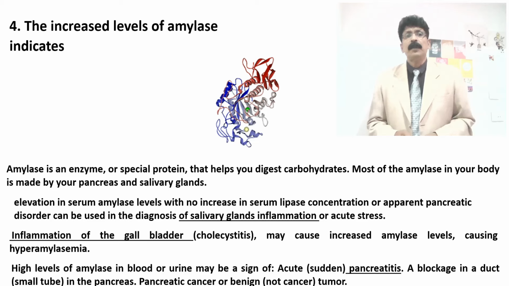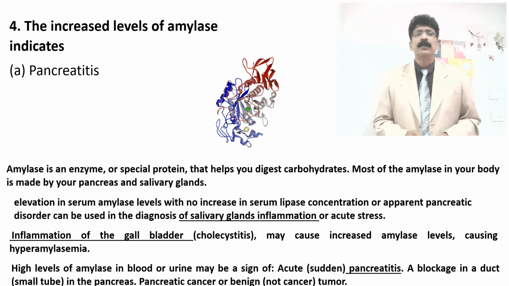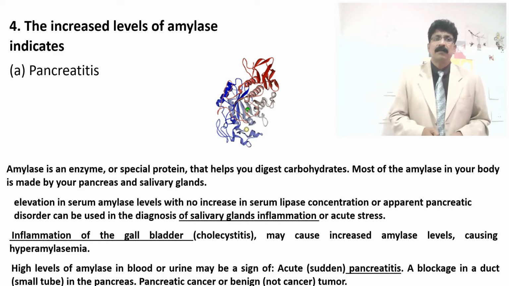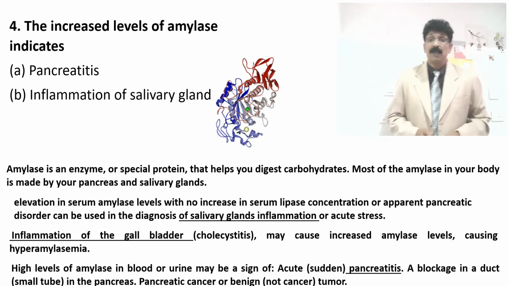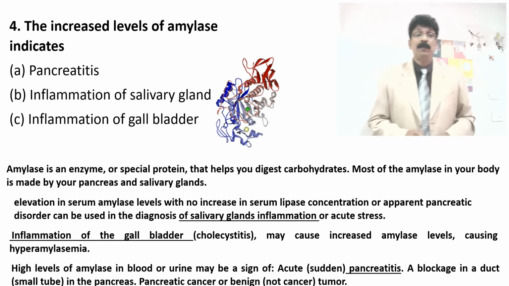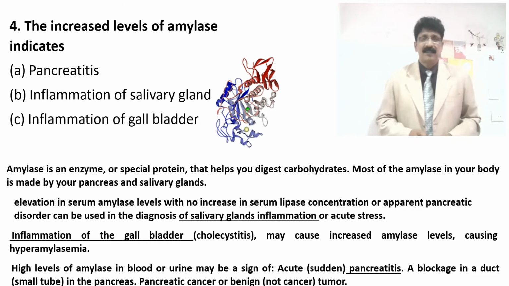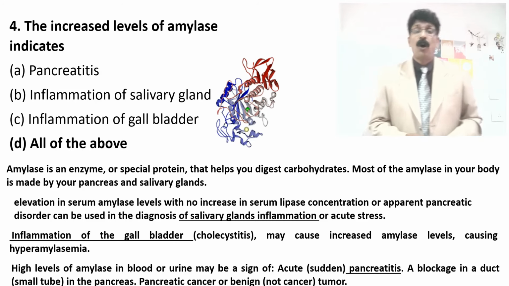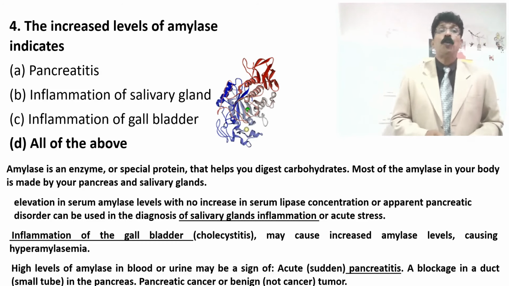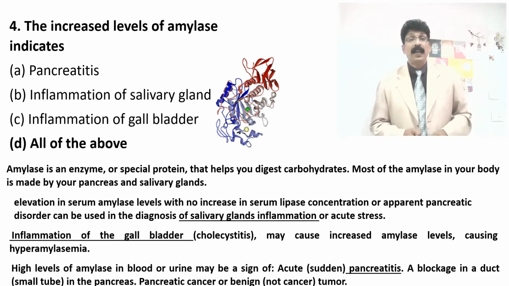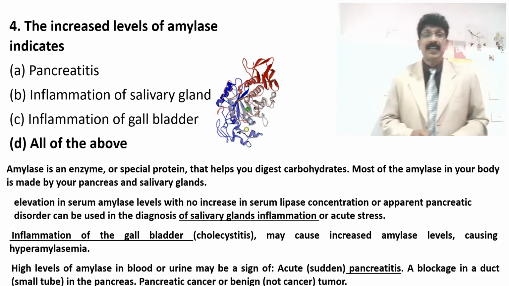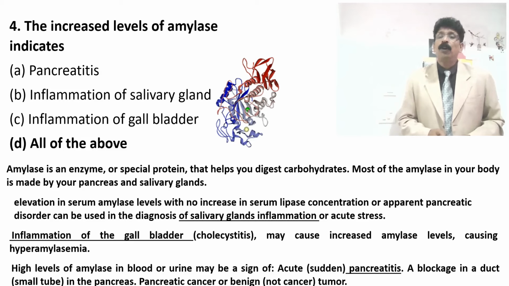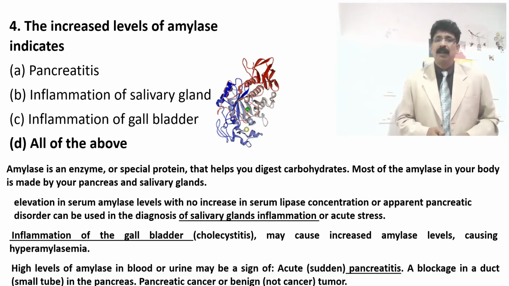So we had an idea: increased level of amylase indicates pancreatitis, yes, possible. Inflammation of the salivary gland, yes, it will also be seen. Inflammation of the gallbladder, yes, it will also be seen. So the answer is all of the above. We should know what amylase is and where it is present, and if it is elevated in the blood, what the indications, possible symptoms, and causes of disease can be known from this amylase level.